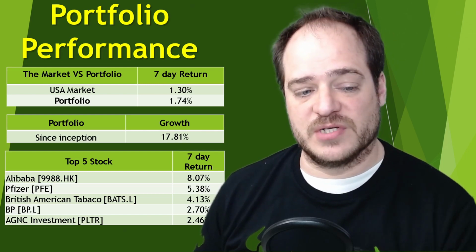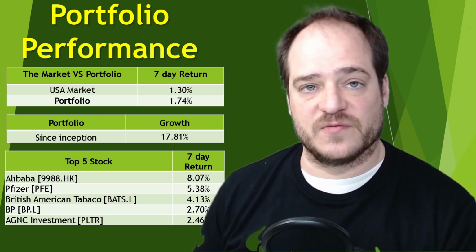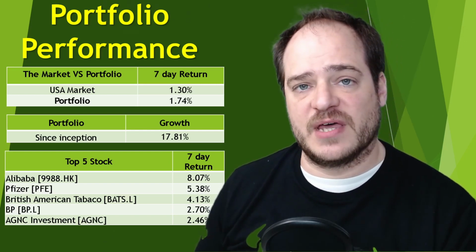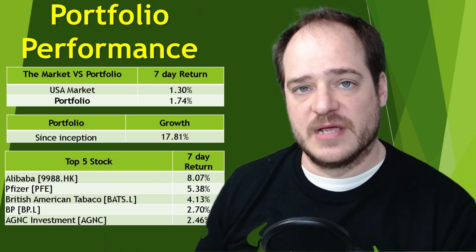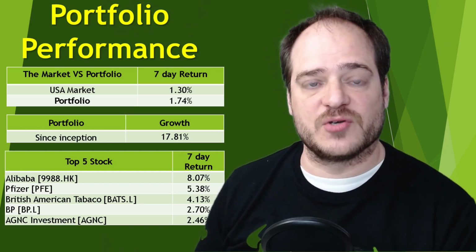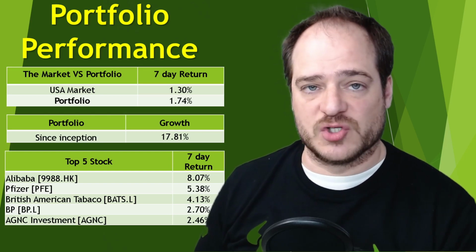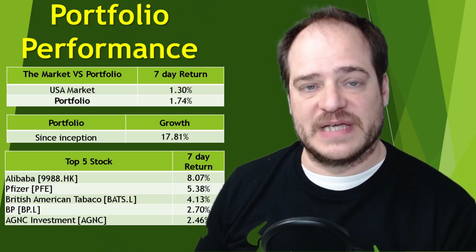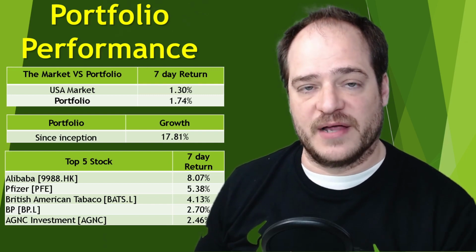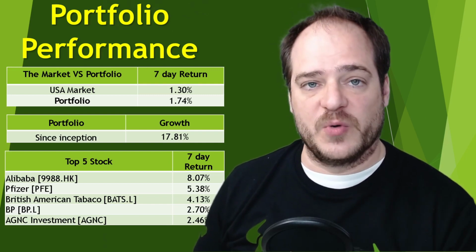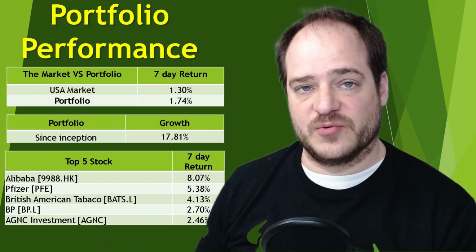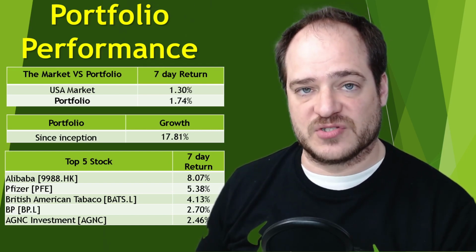British Petroleum, which is the BP, also had an increase of 2.70%, and AGNC Investment had an increase of 2.46%. Bear in mind, this stock increased this week because the ex-dividend date is going to be next week. This is also one of the reasons why I didn't put any stocks up for this week: I didn't find any stock with dividends higher than 5% and a market cap of more than 2 billion.